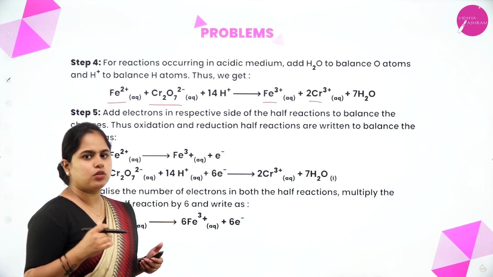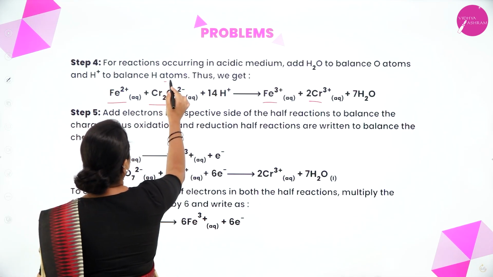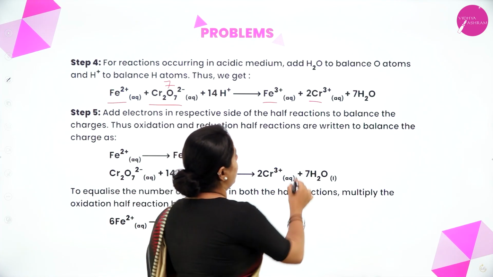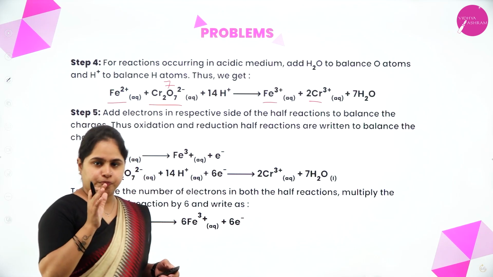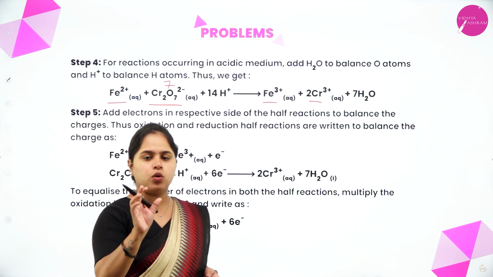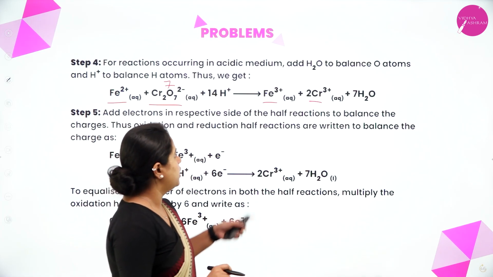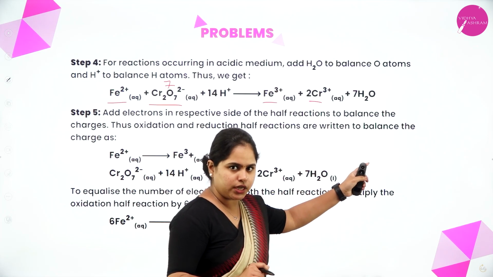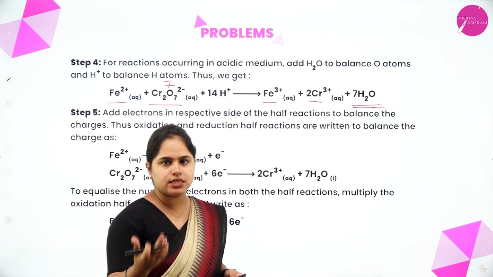So now we have to calculate the number of oxygens on either side, right? You have 7 atoms of oxygen here and no oxygen here as of now. To balance the number of oxygen atoms, we have to add the required number of molecules of water on the side which is deficient in oxygen atoms. You can see there are no oxygen atoms here, so we add 7 molecules of water, so that you will get 7 oxygen.